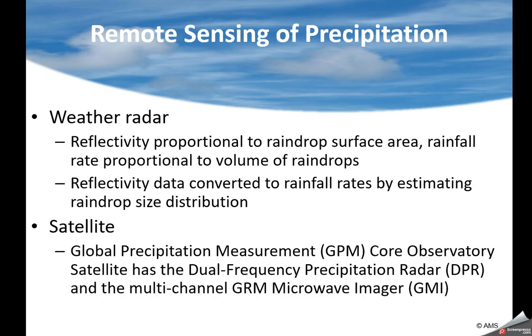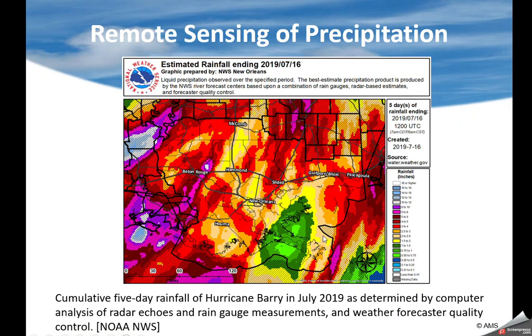Weather radar can actually give you an estimate of precipitation as well in some areas. And here you can see an estimate around New Orleans and how some tremendous rainfalls moved into that area.